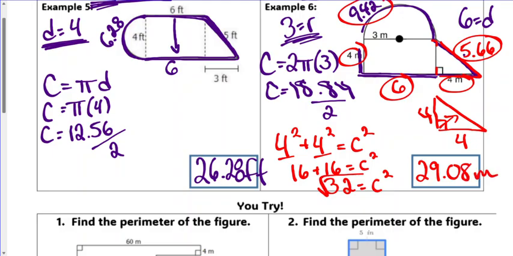All right, I hope this helps. Practice with those 4 at the bottom.